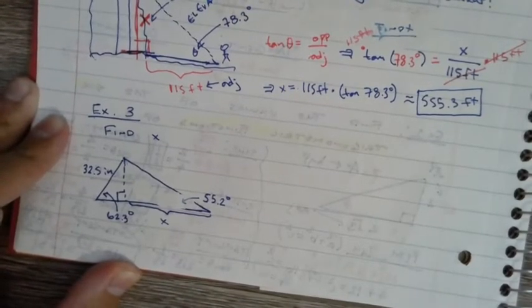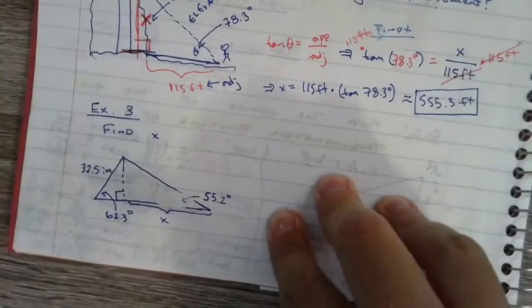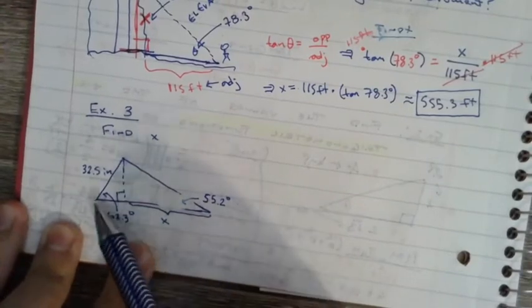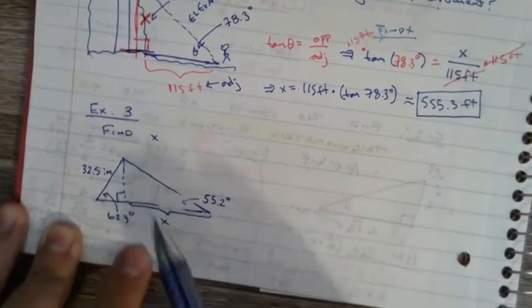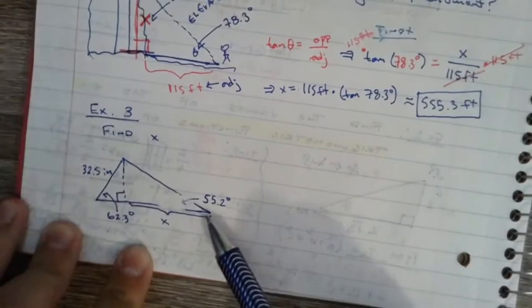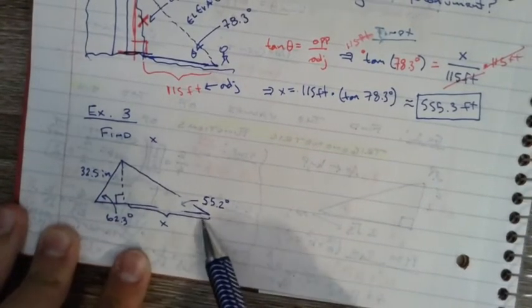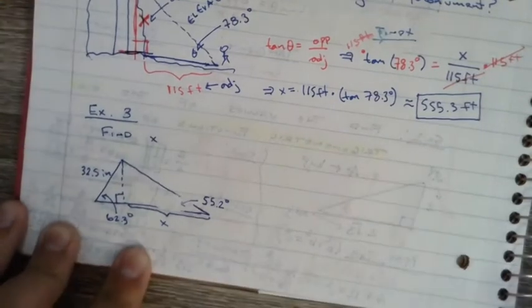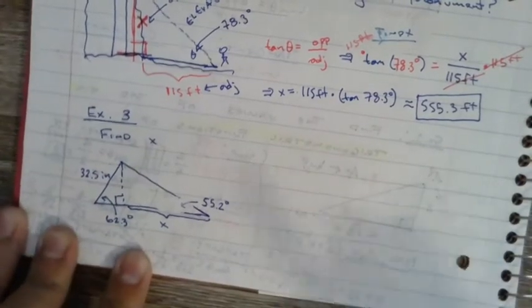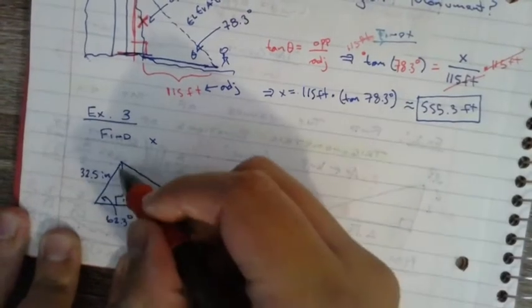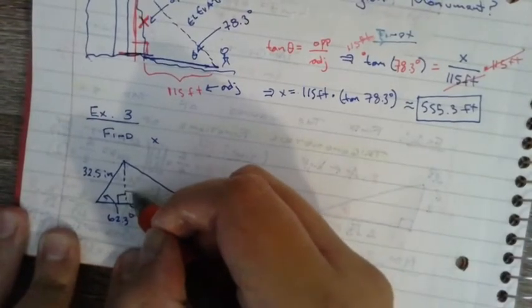Okay, so now it's asking us to find x. Let's take a look at what we have. This right here is 32.5 inches, and this angle right here is 62.3 degrees. They also give us that this angle right here is 55.2 degrees, and they want us to find x, which is this side right here. Since this is a right triangle, this must also be a right triangle right there, because this right here is perpendicular. I'll just draw a little box right there to symbolize that.